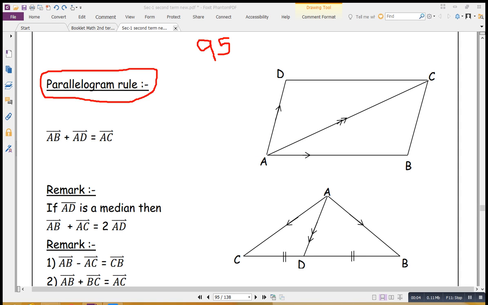Today, inshallah, we will continue our lesson about vectors. We stopped on page number 95. So, open page number 95 in your booklet.